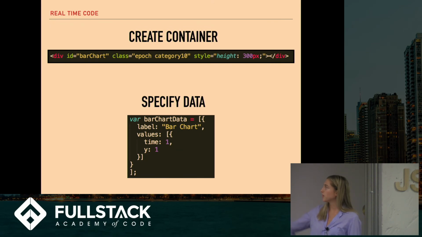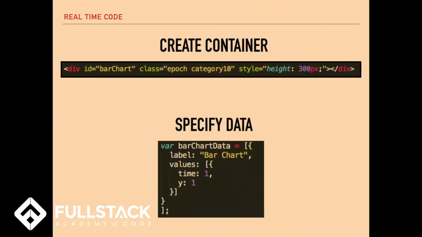Now I'll go into our workflow for a real-time visual. Again, I create my container with my ID. And second, I start with just my original data point, my original starting point. You can see that I have a coordinate again because I'm doing a bar chart. But instead of having just an X and Y value, I have a time and a Y value.